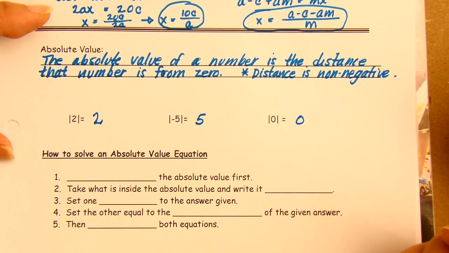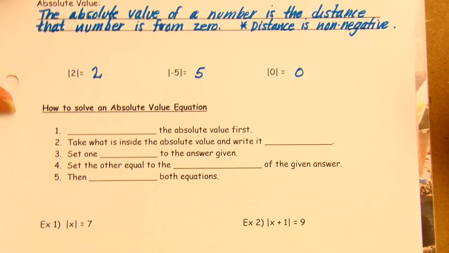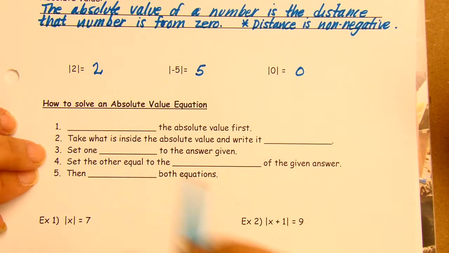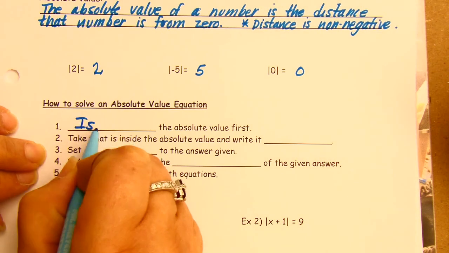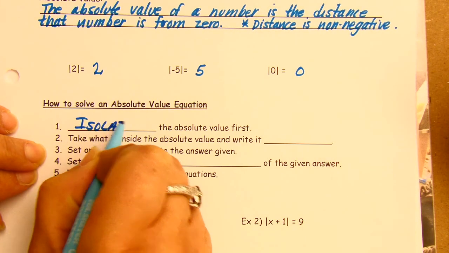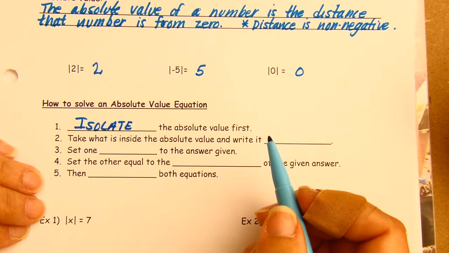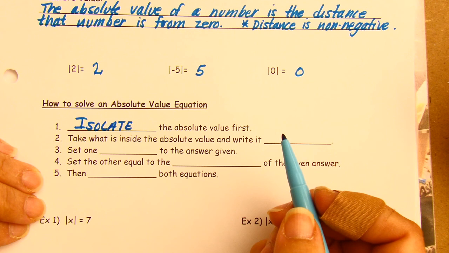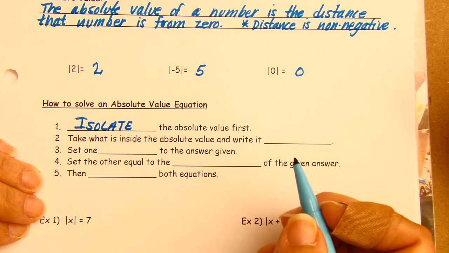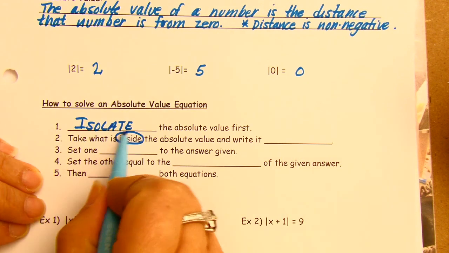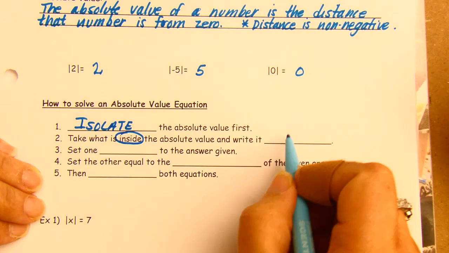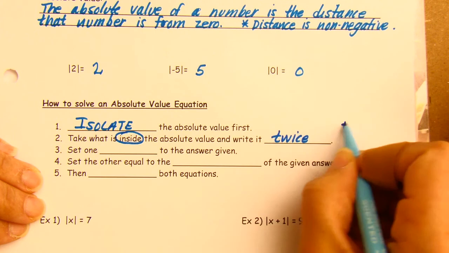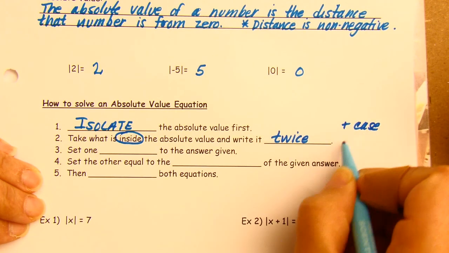How do we solve absolute value equations? I'm thinking that you should have seen this in your Algebra 1 class. It's important to know that you must isolate the absolute value expression first. The thing in the bars has to be on one side of the equation by itself. Then we take what's inside the bars and we write it twice, once for the positive case and once for the negative case.